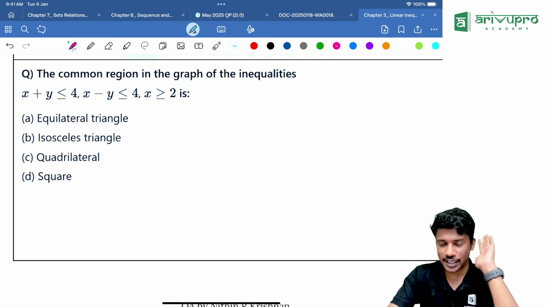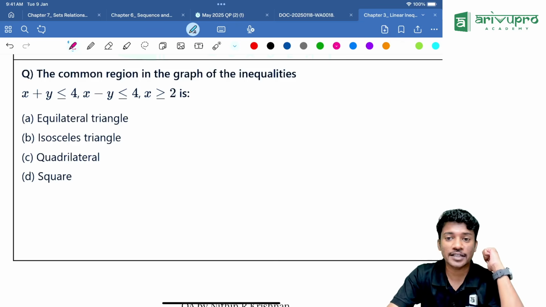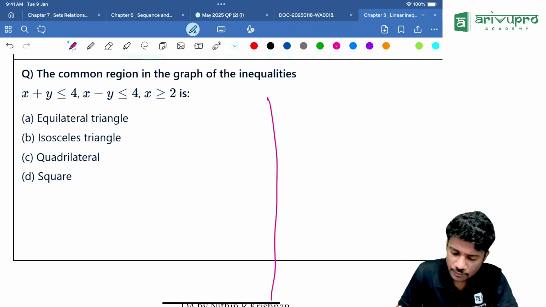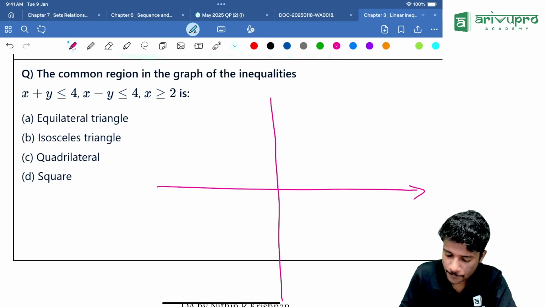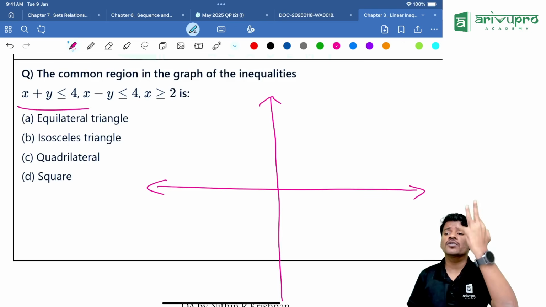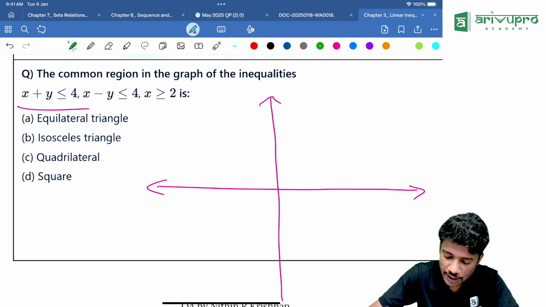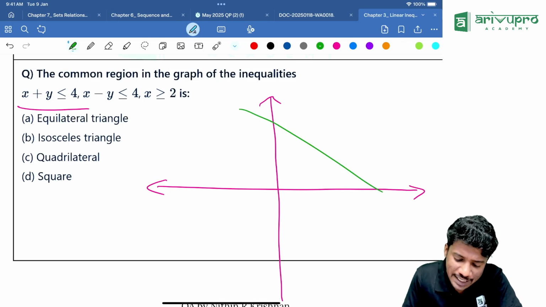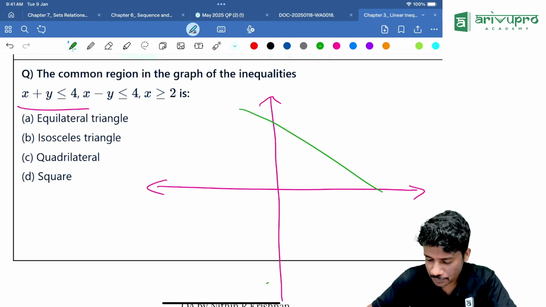Isosceles triangle. Yes. Some people are telling equilateral triangle, some people are telling isosceles triangle. Now if you look into the graph, how will the graph look like? If you draw the graph of x plus y less than or equal to 4, how will the graph look like? Same sign means which side? It will be looking like this. Correct? Then x minus y less than or equal to 4, how will the graph look like? It will be from this side.